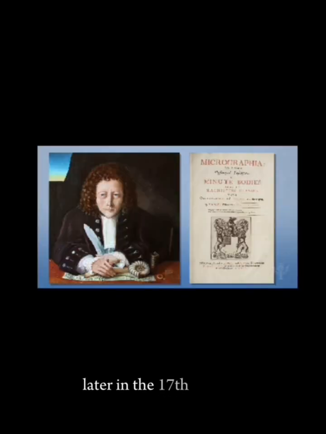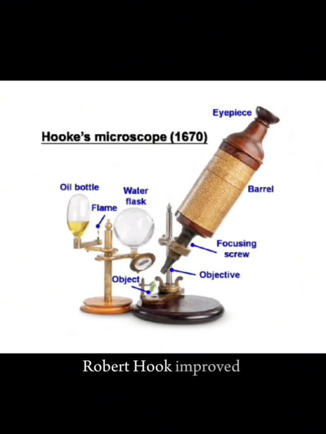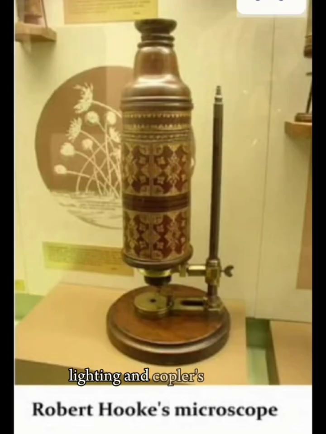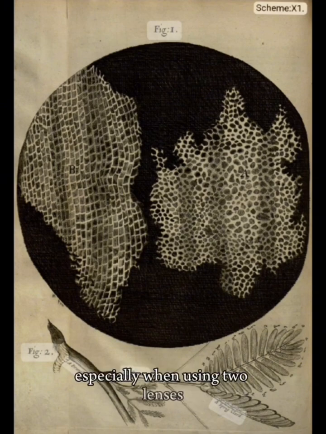Later in the 17th century, Robert Hooke's Micrographia introduced the microscopic world to the general public. Robert Hooke improved microscope design by using oil lamp lighting and a Kotler's ball for better illumination. However, he encountered issues with image distortions, especially when using two lenses.